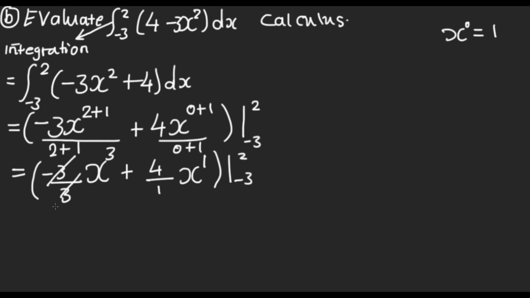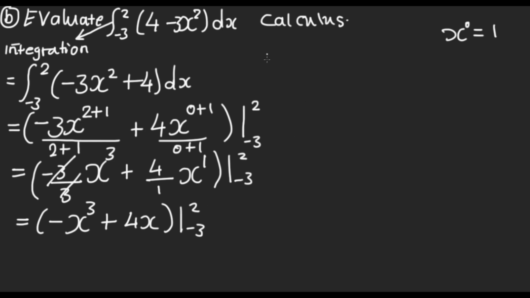So I can cancel this. Then I'm going to have negative x raised to the power 3 plus 1 into 4, which is just 4 times x raised to the power 1. Now I'm not going to add a c since this is the definite integral. So for the definite integral, you don't have to put the c.